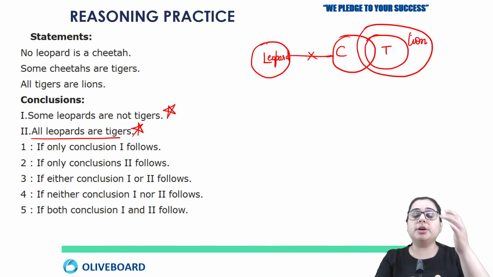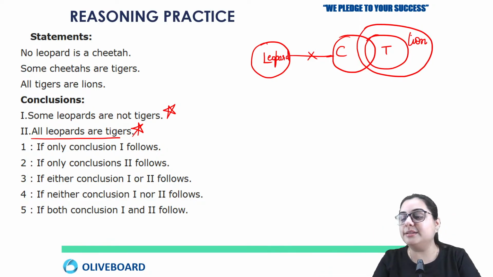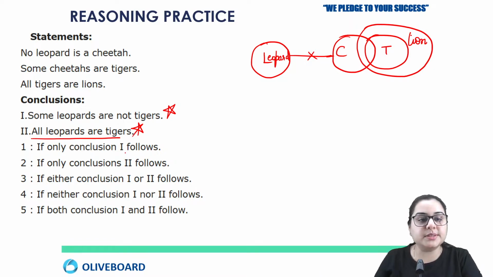So we are not sure about the relation between leopard and tiger. This is the reason that we are going to mark either-or for first and second. So the answer here will be the third option. I'll explain the point of either-or.